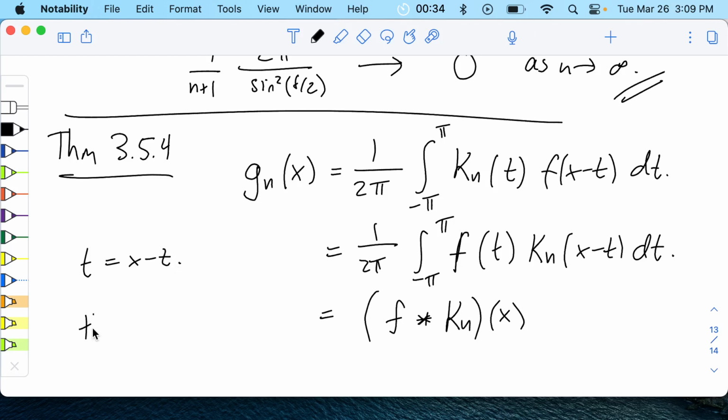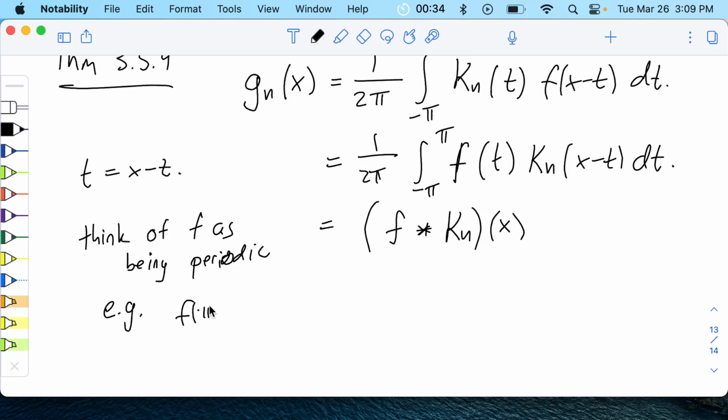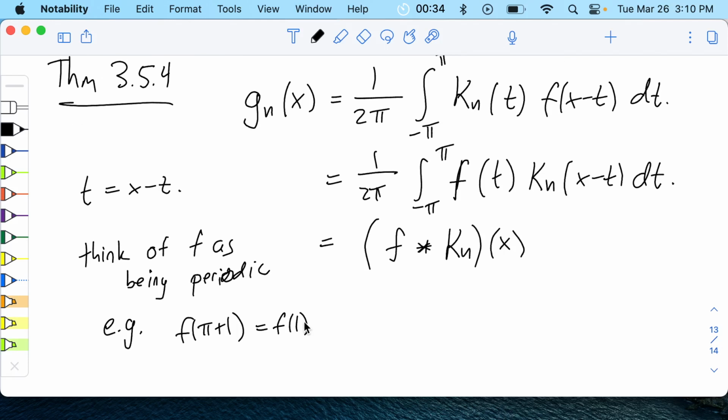So think of f as being periodic. For example, f of pi plus 1, technically that wouldn't be defined, right? Because f is only defined from minus pi to pi, but just imagine that's f of 1. So every time we have to do an integral where we scroll past, we just loop back around. And then these things make perfectly good sense, and they're just fine. Is f pi periodic or is it 2 pi periodic? Oh, it's periodic, I'll say, on minus pi to pi. So it is 2 pi periodic, but I want to think of the actual main interval as from minus pi to pi, not from 0 to 2 pi.